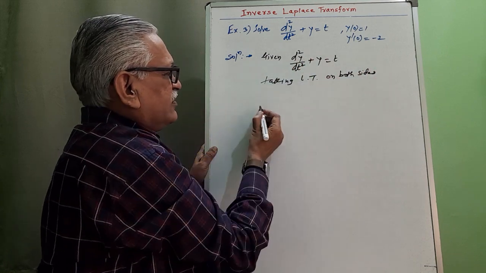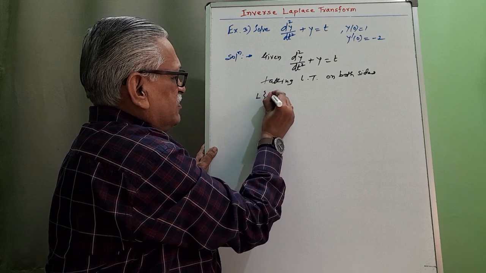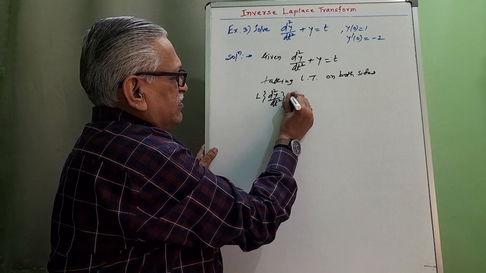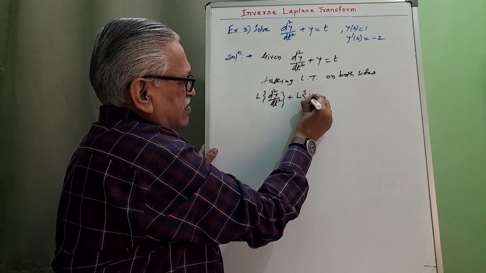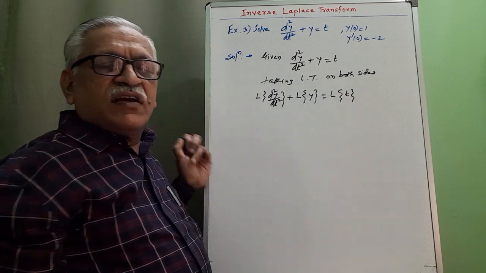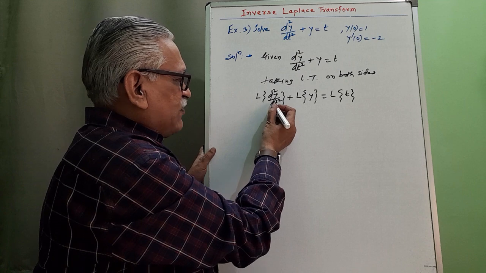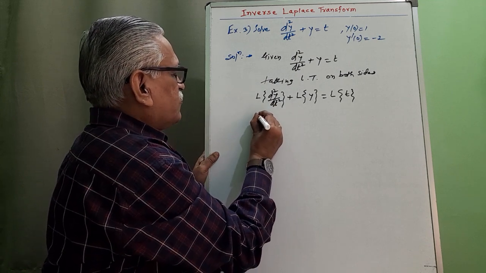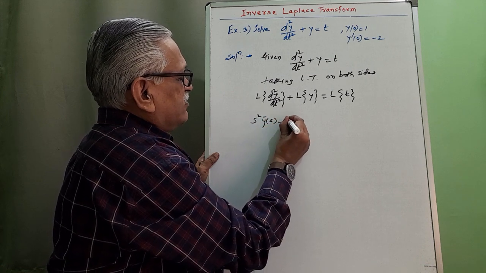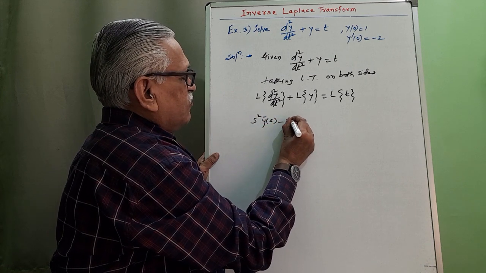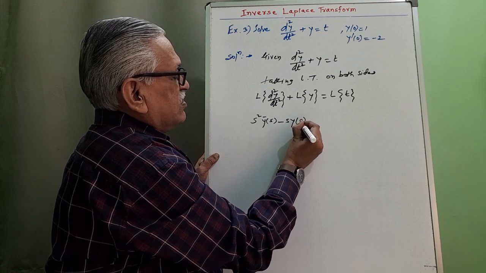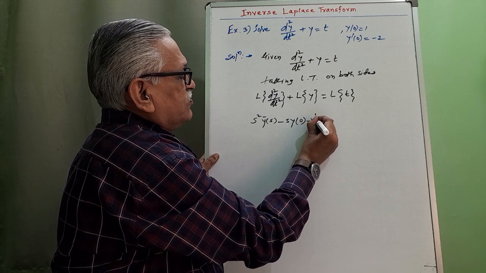Laplace of left hand side, individual Laplace, Laplace of first term, that is d2y by dt square, plus Laplace of y, and is equals to Laplace of t. Applying standard result, Laplace of second order derivative is s square y bar of s minus s into y of 0 and minus y dash of 0.